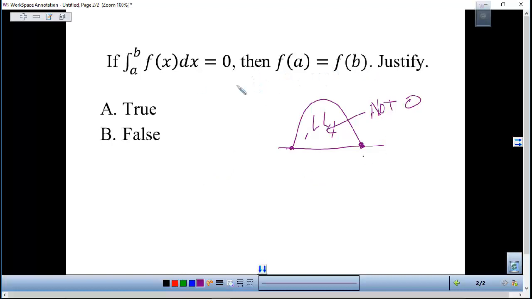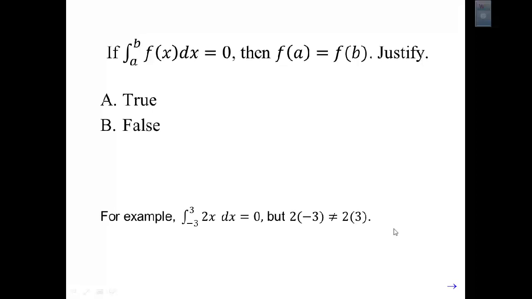Now, this would be the case for the average rate of change. Yes, it would. But it's not going to be that way for integral, so this is false. If you did the integral from negative 3 to 3 of 2x dx equals 0, but 2 times negative 3 is not equal to 2 times 3.